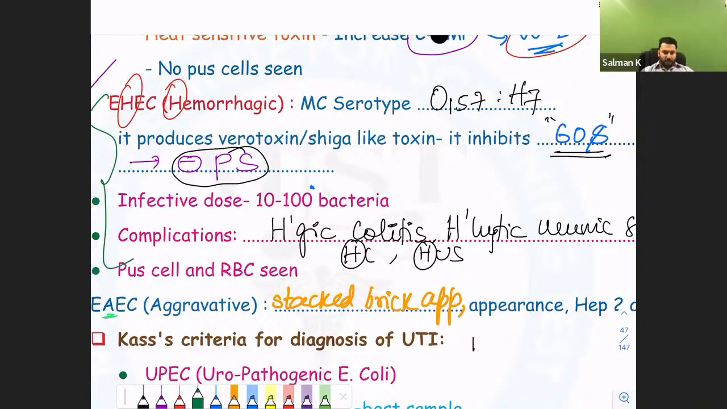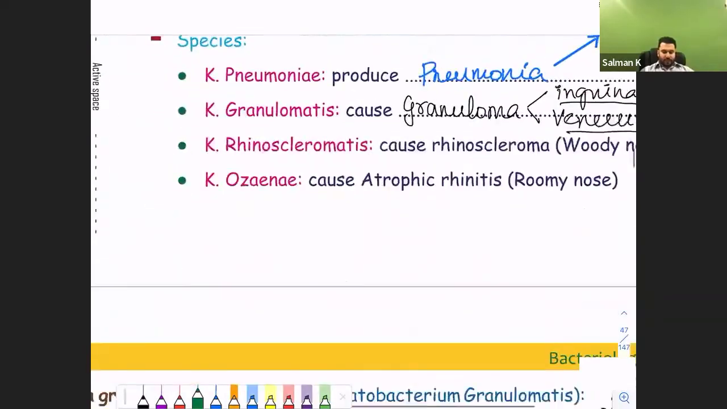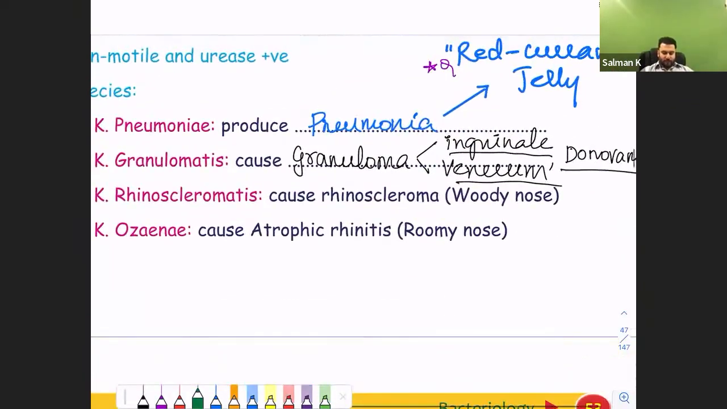Even the complications of EHEC, what are the complications? Hemorrhagic colitis and hemolytic uremic syndrome. That's about that. Next, Klebsiella, one-liner.